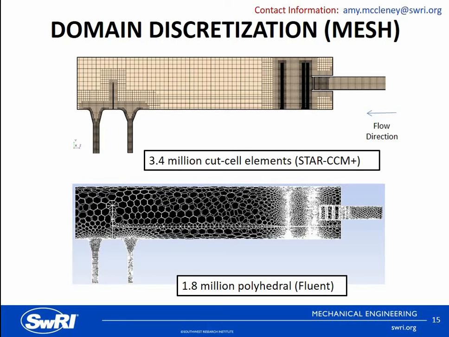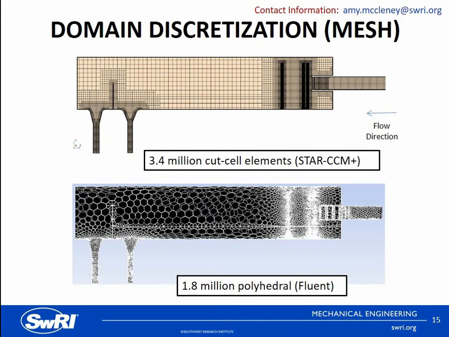So this is the domain discretization, which is a fancy word for meshing. The fluid volume inside the solid model geometry was initially extracted for domain discretization. A mesh of this fluid volume was created using the polyhedral meshing capabilities in the Fluent solver. That is the bottom image that you are seeing on the screen. The mesh for the Star-CCM+ solver was created with its built-in meshing capability, and that is the top image that you are seeing on the screen. The final mesh resulted in a cell count of 1.8 million polyhedral elements in Fluent and 3.4 million cut cell elements in Star-CCM+.